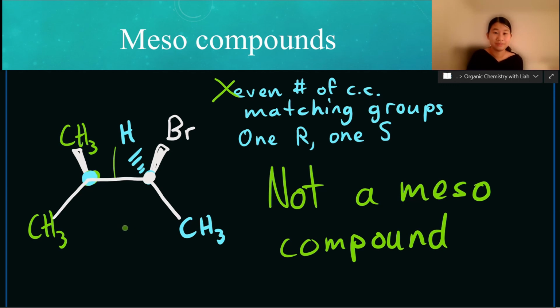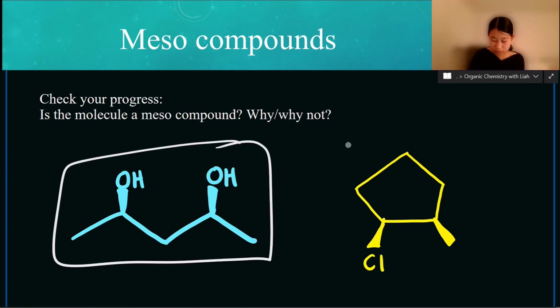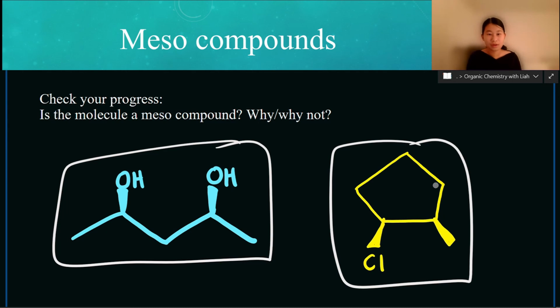Now it's time to check your progress on your understanding of meso compounds. I have given you two molecules. Go ahead and write them out and go through the steps we did. Find if they have an even number of chiral centers, find if those chiral centers have opposing configurations, and find if those chiral centers have matching groups.